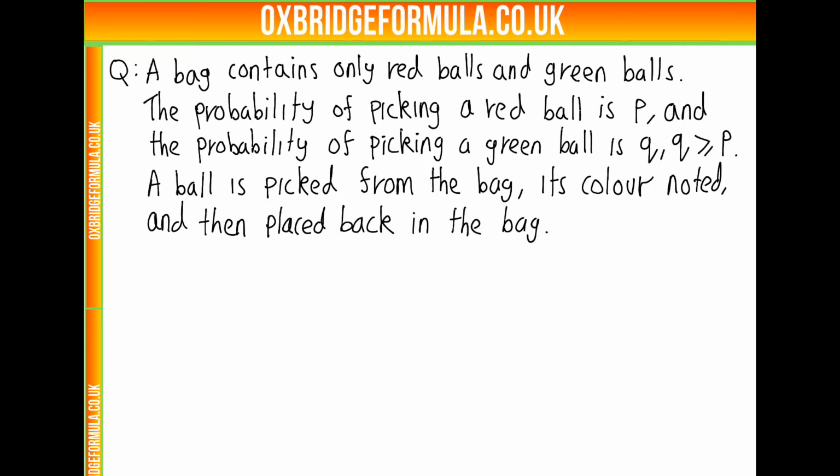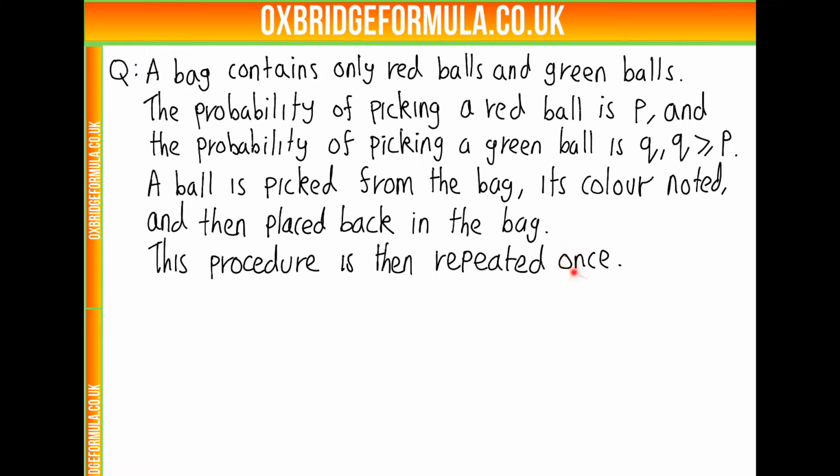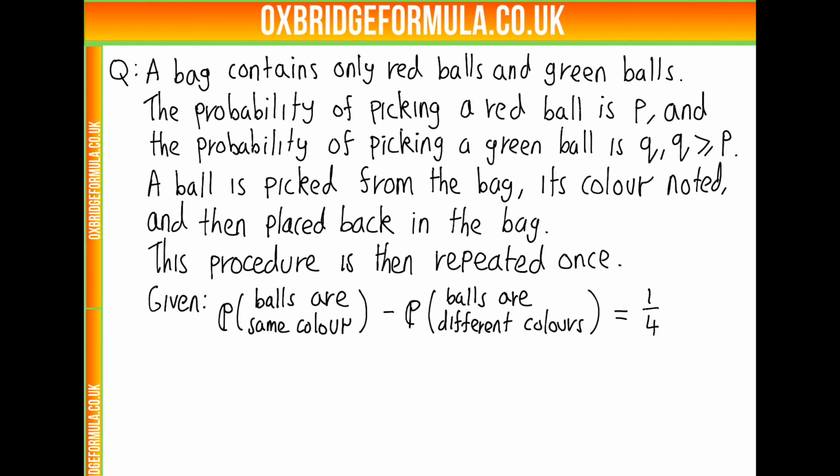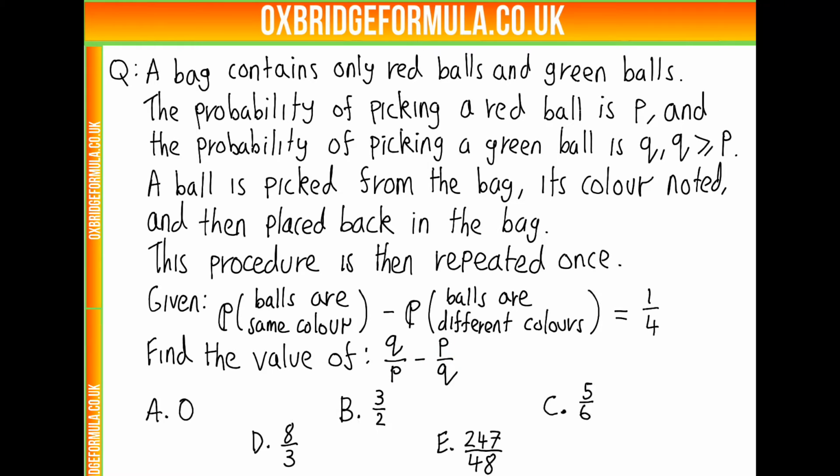We're told then a ball is picked from the bag, its colour noted down, and then placed back in the bag, and then we do that again once more. Now, the probability the balls are the same colour, take away the probability the balls are different colours, is a quarter. From all this information, we're asked to find the value of Q over P minus P over Q, and we're given 5 numerical options for this value.